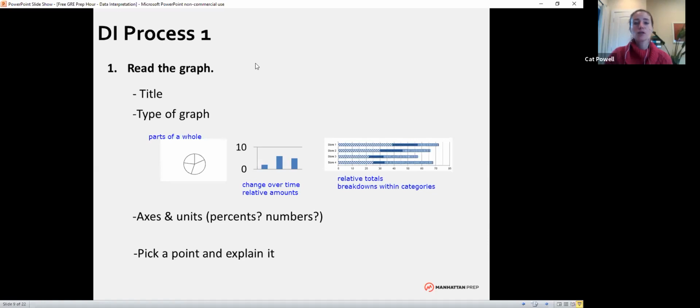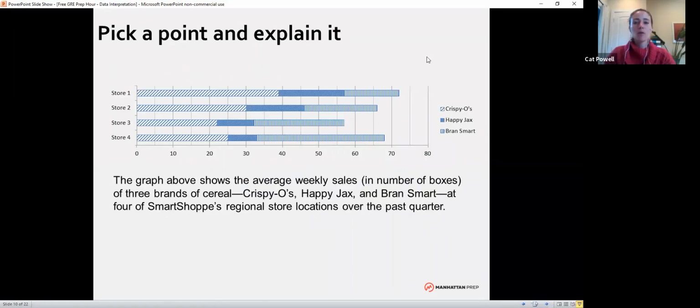So let's try out this first step. I'm going to give you guys a graph, and I'm going to ask you in the chat to explain one part of the graph. So I want everyone to chat in, what does this chunk of the graph tell us?